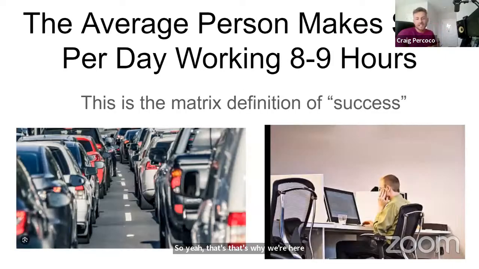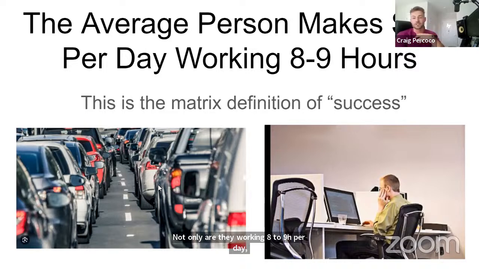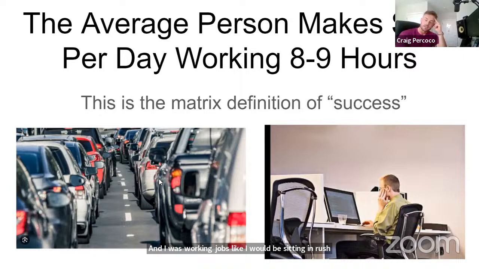Let's get into it. We kind of touched on this a little bit, but it's crazy to think about, and it often depends on where you live. The average person, I was Googling this, makes $200 a day, at least in the US and mostly in Europe, and they're working 8 to 9 hours per day. Not only that, but you're sitting in traffic. I remember personally, I had to do this a lot when I was saving up and working jobs. I would be sitting in rush hour, like, oh my gosh, there has to be so much more to life than this, right?